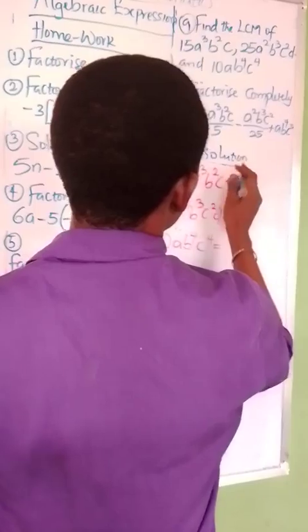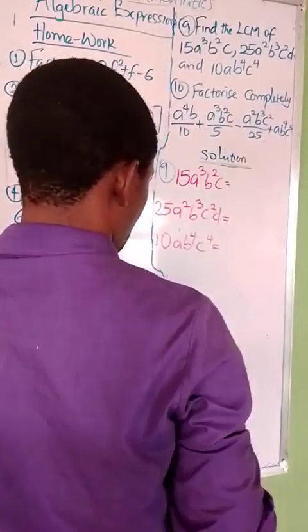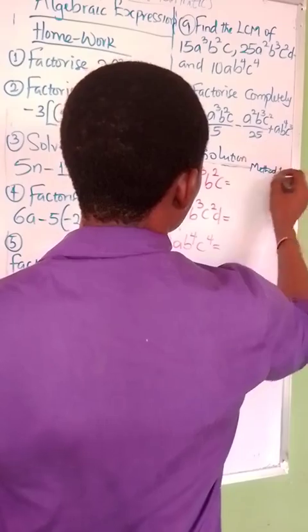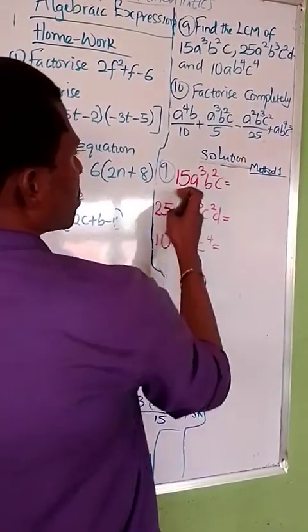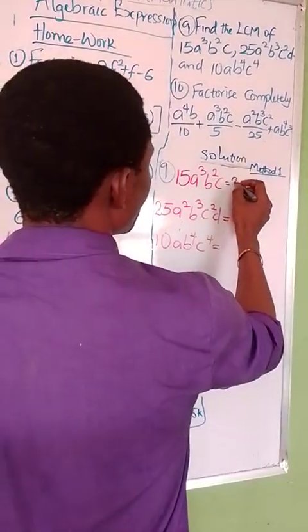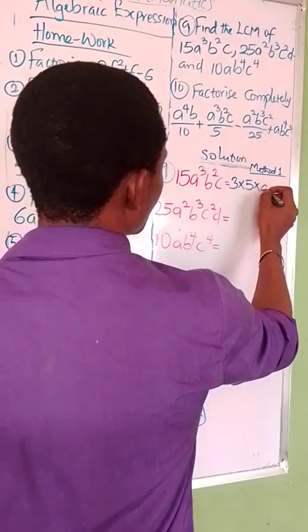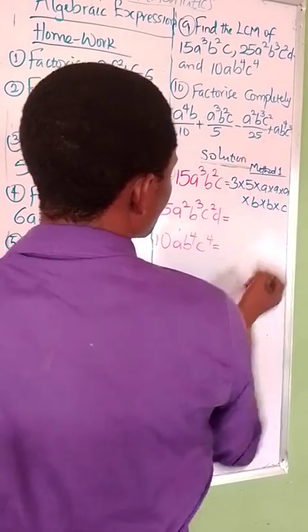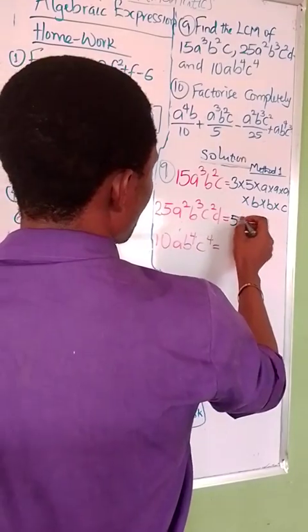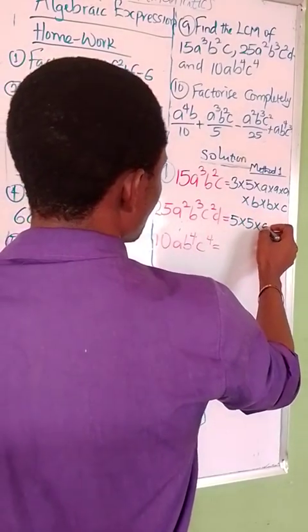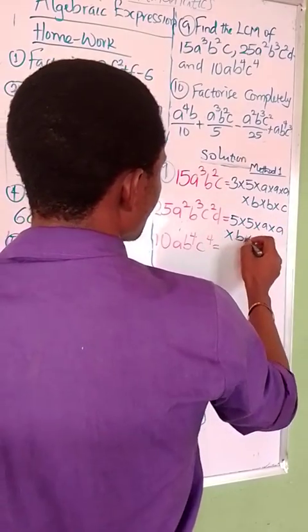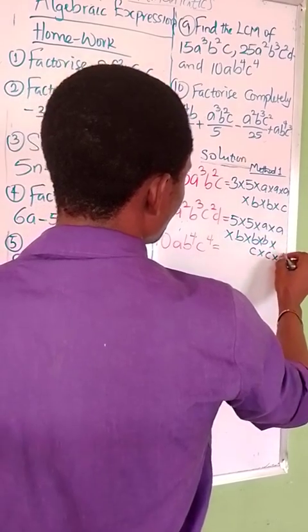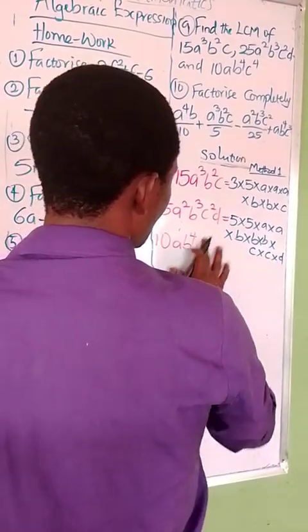Again, we go by two methods. So we have method 1. By this, we'll split this. You have 3 times 5 times A times A times A times B times B times C. And again, look here, that's 5 times 5 times A times A times B times B times B times C.